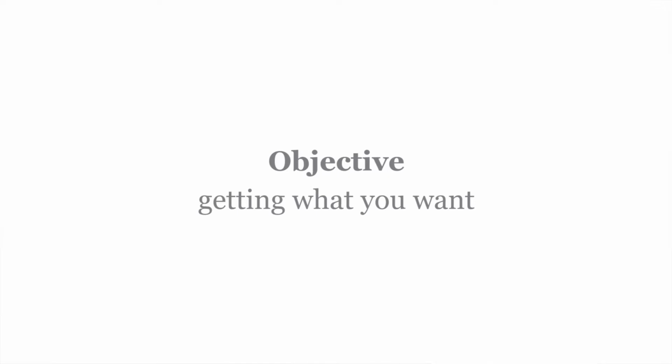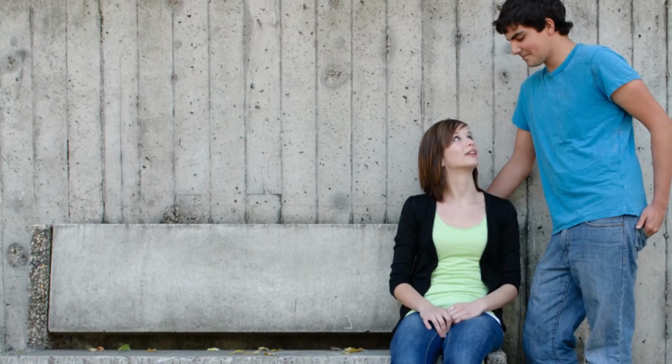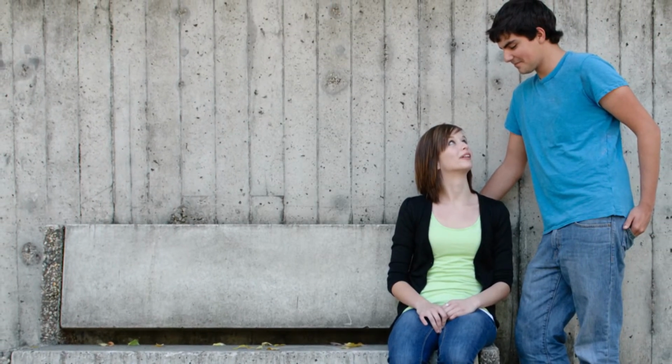The first one, objective, is essentially getting what you want. What do I want to get out of this relationship, or what do I want to get from this individual or person? So an example would be standing up for your rights, requesting something from others, refusing requests, and then getting your opinion taken seriously. So that's where you'd use the objective.